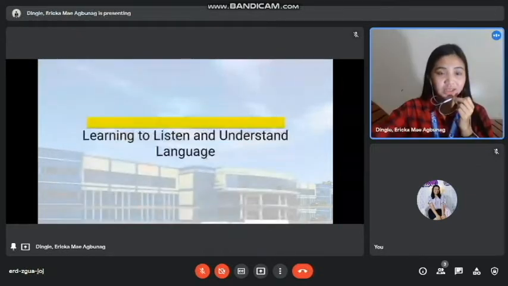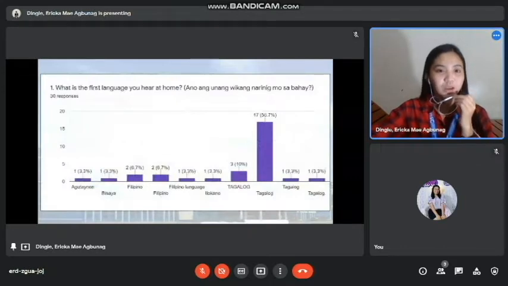Now, let's proceed to learning to listen and understand language. In response to question number 1 about learning to listen and understand language, 23 people said Tagalog is the first language they hear at home. 4 respondents said Filipino. 1 respondent said Bisaya. 1 respondent said Ilocano. And 1 respondent said Agutaynin.